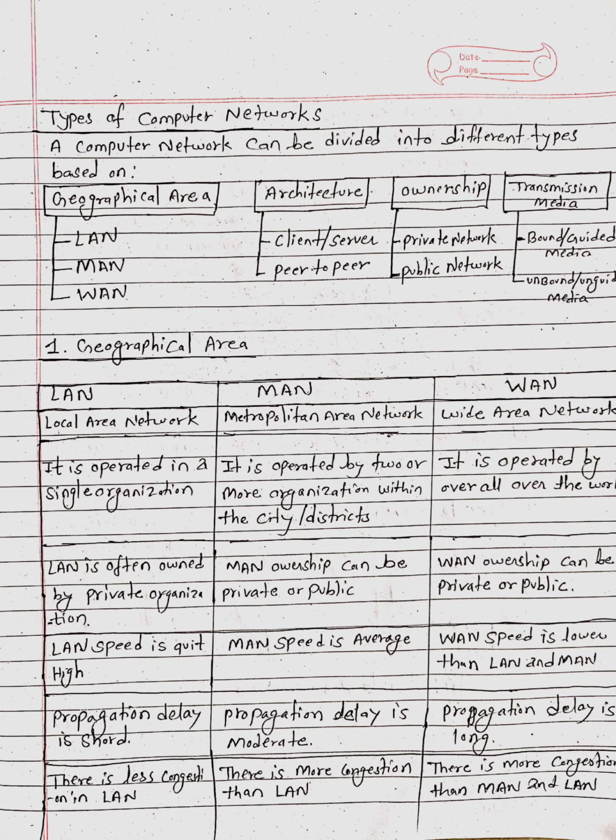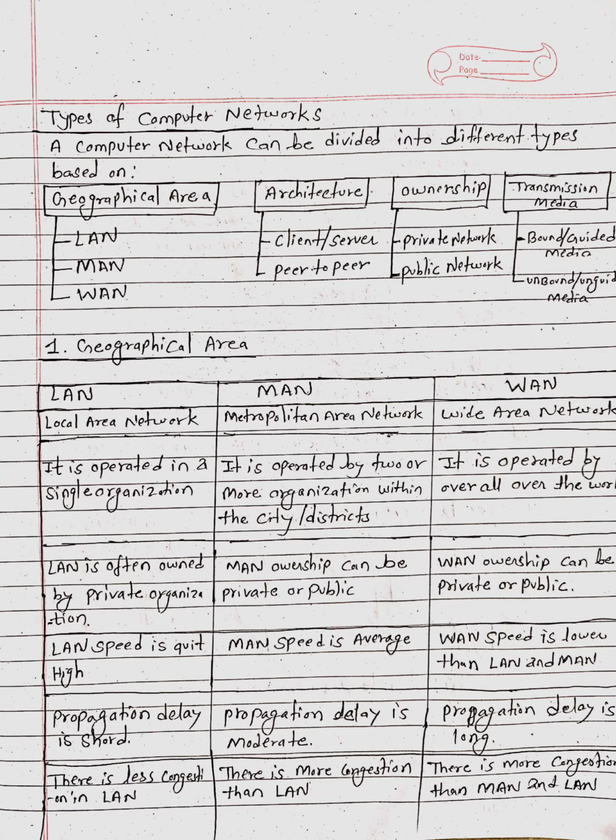On the basis of geographical area: LAN, MAN, WAN. Differentiate among LAN, MAN, and WAN: local area network, metropolitan area network, wide area network. LAN is operated in a single organization. MAN is operated by two or more organizations within the city or districts. WAN is operated all over the world. LAN is often owned by private organizations. MAN ownership can be private or public. WAN ownership can be private or public.